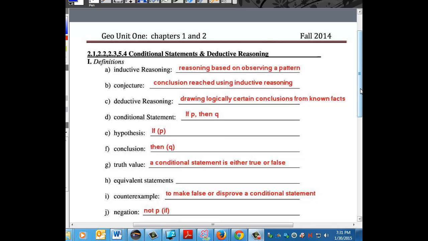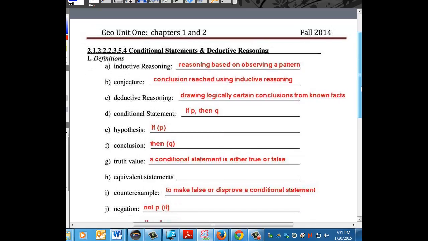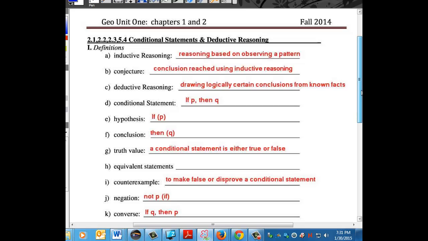Welcome back to Geometry 2.1, 2.2, Conditional Statements and Deductive Reasoning. So in the past, we focused on inductive reasoning, reasoning that's based on observing a pattern. And with inductive reasoning, anytime we reach our conclusion, that was called a conjecture.